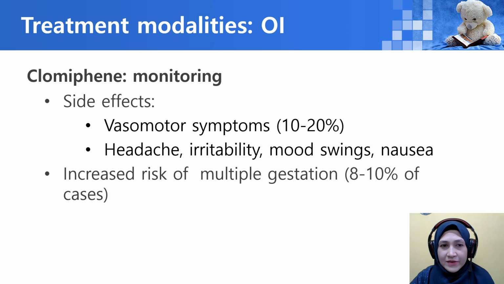So for monitoring of the clomiphene side effects, you have to read about the vasomotor symptoms, headache, irritability, mood swing, or nausea. And also one of the main issues with clomiphene is that it will increase the risk of multiple gestation in 8 to 10% of the cases, which means that the woman might have a twin pregnancy or triplet pregnancy or quadruplet pregnancy, okay, because of clomiphene therapy.